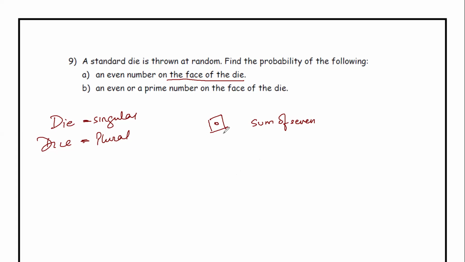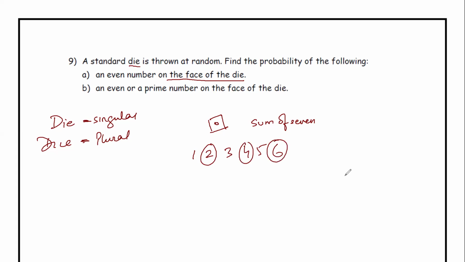Find the probability of the following: an even number. So it's just a single dice, an even number on the face of the dice. So there are one, two, three, four, five, six. These are the numbers showing up on the face of the dice. Not exactly numbers, but those small dots that you see, but we'll just call them numbers. So an even number is 2, 4, and 6.